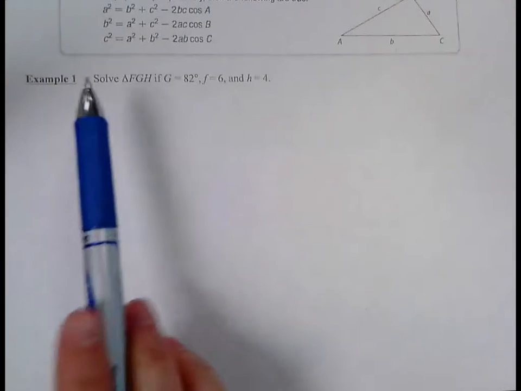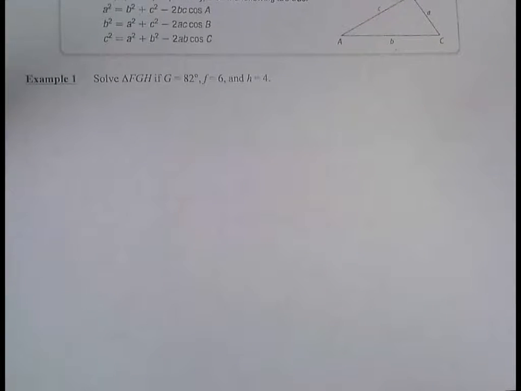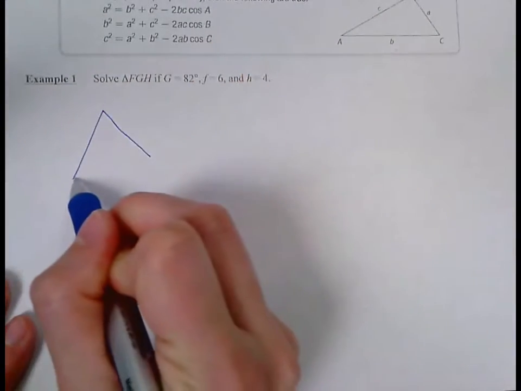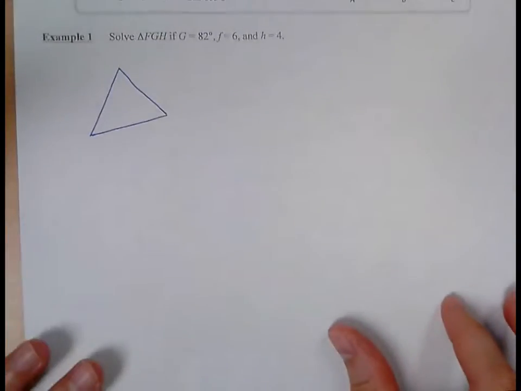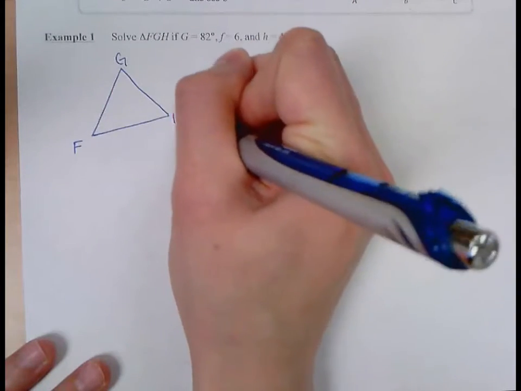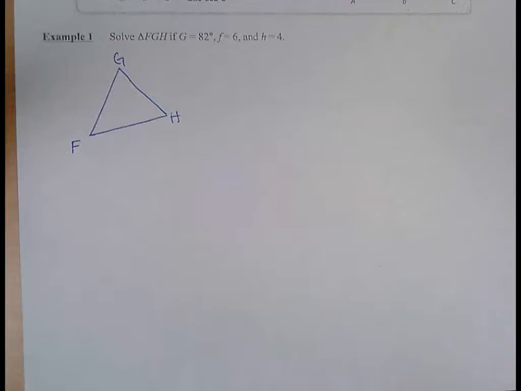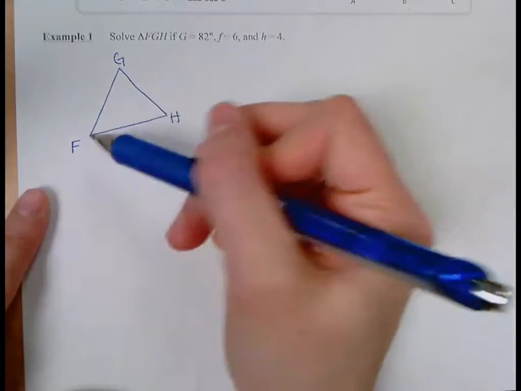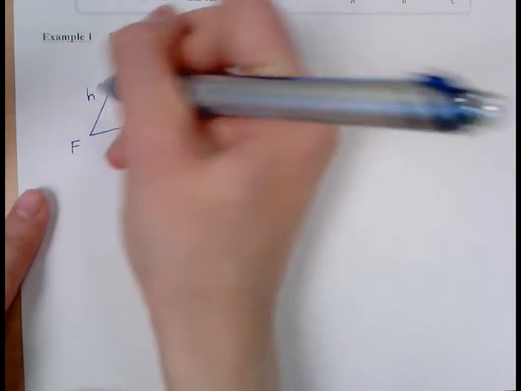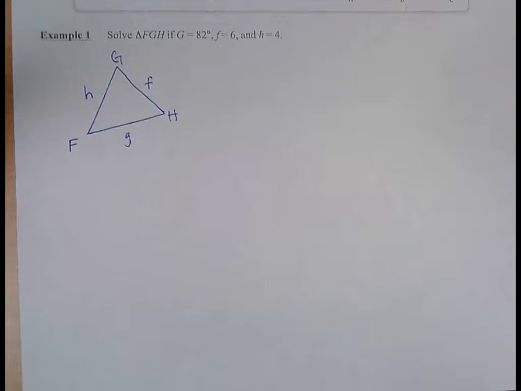So if we are solving, for example, one, triangle FGH, and we're given angle G is 82 degrees, side f is 6, and side h is 4. Solving the triangle means find everything that's missing. So I'm going to sketch triangle FGH: call this angle F, top angle G, this angle H. It doesn't really matter where you put the angles, but where I put the sides does matter. Side f is opposite angle F, side g is opposite angle G, side h is opposite angle H. And then I'll fill in what I have. So I know angle G is 82.